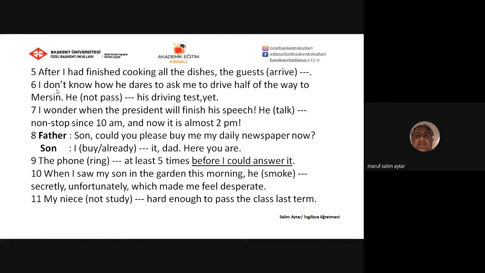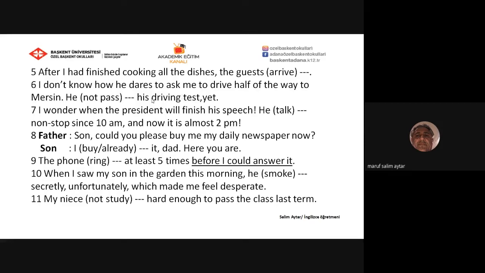Number 5, after I had finished cooking all the dishes, this action was over. The guests, what did they do? I don't know how he dares to ask me to drive half of the way to Mersin. I really don't know it. Blah, blah, blah, blah. Okay, most probably there is a condition he needs to fulfill. And yes, find it out, please.